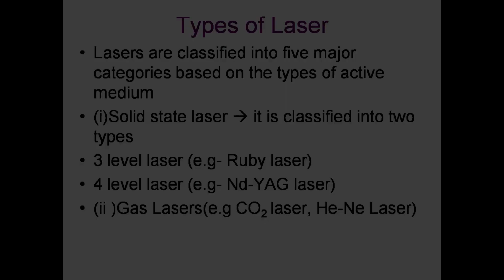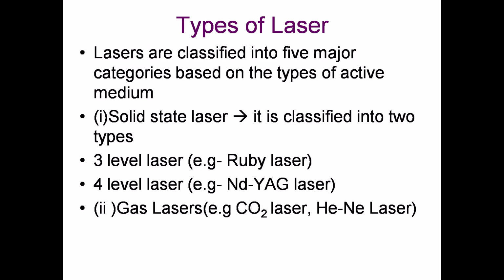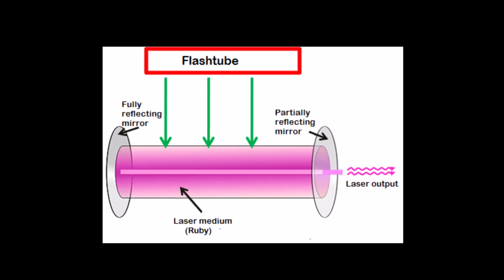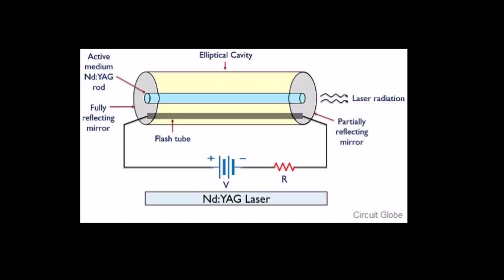The next topic is types of laser. Lasers are classified into five major categories based on the type of active medium. One is solid state laser. It is further classified into two types: 3-level laser, example ruby laser, and 4-level laser, example Nd-YAG laser.